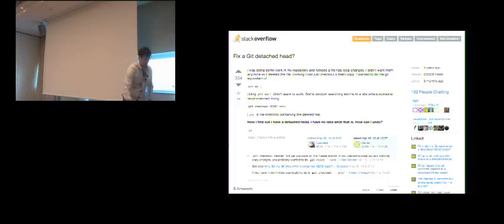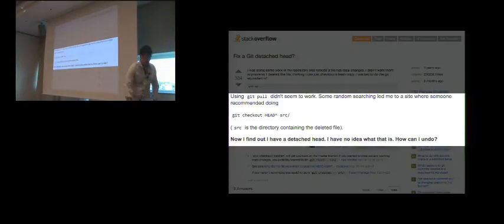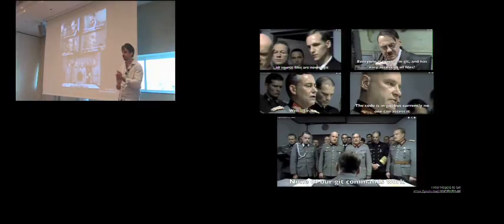And this confuses novices that usually get in a detached head state accidentally. For example, in this case, the author tried something which didn't work, and now he's in a detached head state and has no idea what to do. And the detached head state not only confuses Git users, but also military officials who are training Git.